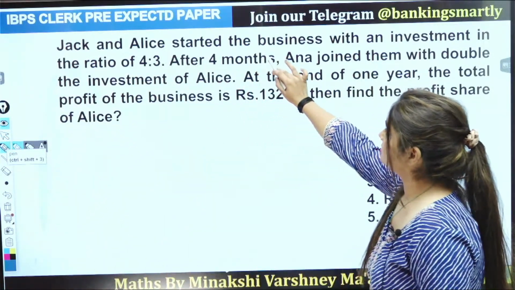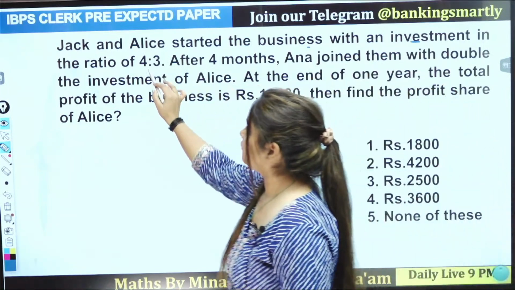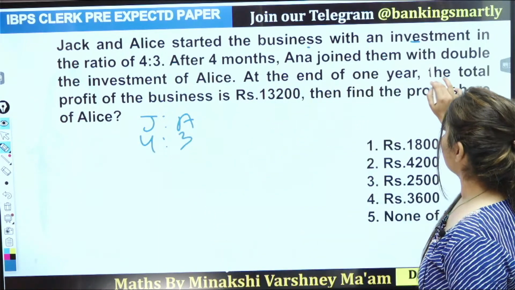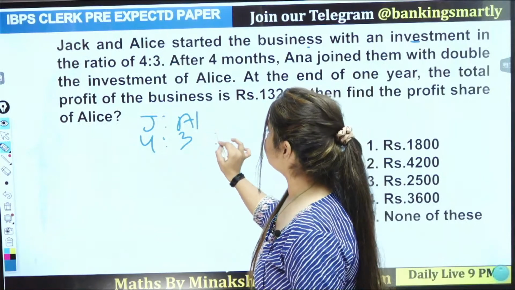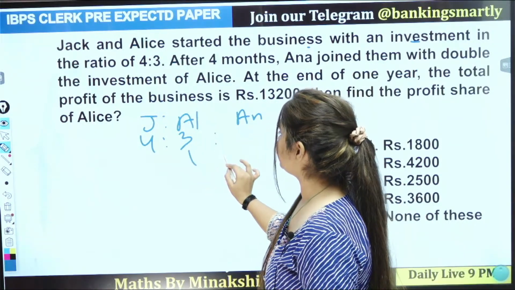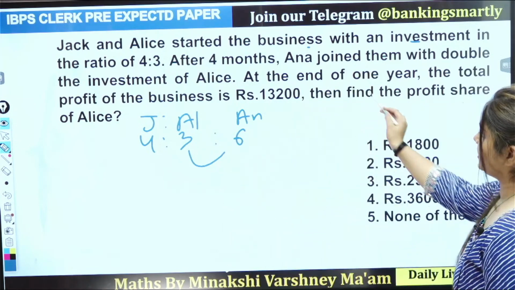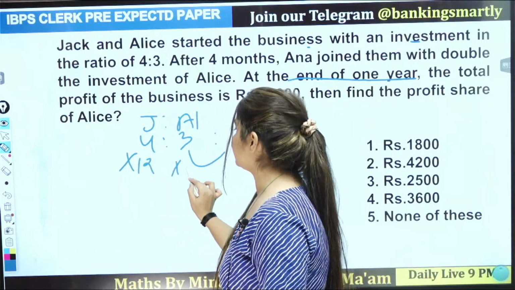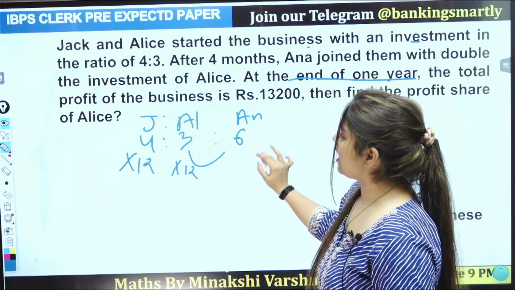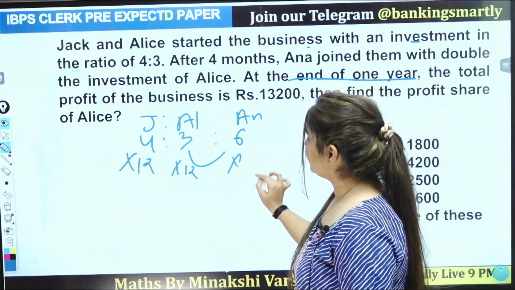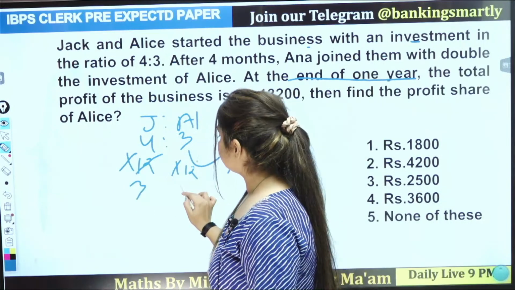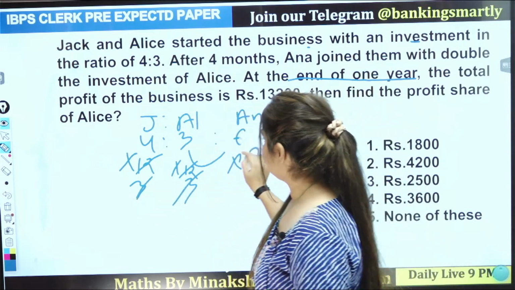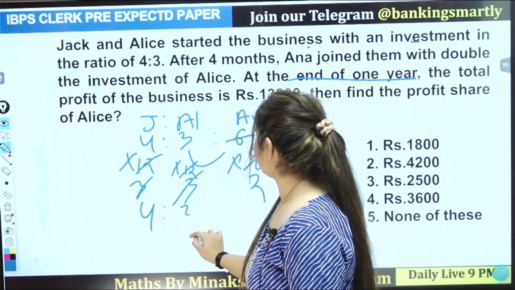Jack and Alice started the business with an investment in the ratio 4:3. After 4 months, Anna joined them with double the investment of Alice. So double of 3 is 6. At the end of the year, in 1 year you have 12 months. That means they are investing for a total of 12 months, and she is joining only after 4 months. That means 12 minus 4, she is investing for 8 months. Okay, 4 3s are 12, 4 3s are 12, and 4 2s are 8. Again we can cut with 3. 3 2s are 6. So what we have here, 4:3:2. 2 2s are 4.